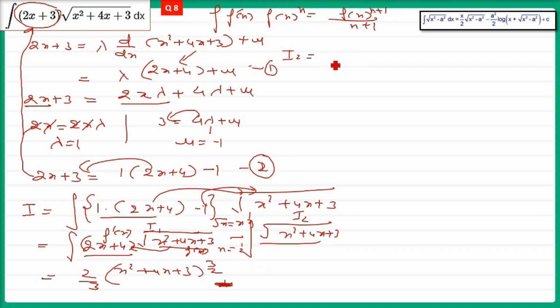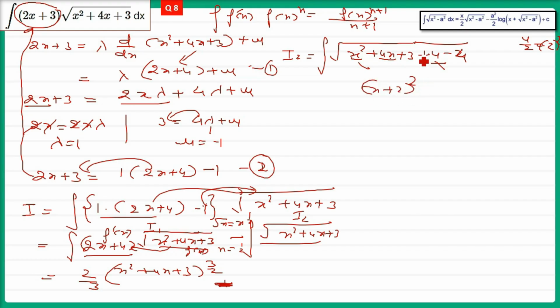We are integrating under root x square plus 4x plus 3. So what is the coefficient of x, which is 4? Divided by 2, you'll get 2. Square it, add it, subtract it. So we are adding and subtracting 4 in this quadratic expression: x square plus 4x plus 3 plus 4 minus 4. So x square plus 4x plus 4 is x plus 2 whole square, a square plus b square plus 2ab. So x plus 2 whole square is this one, and 3 minus 4 is negative 1, so you can call it negative 1 square.